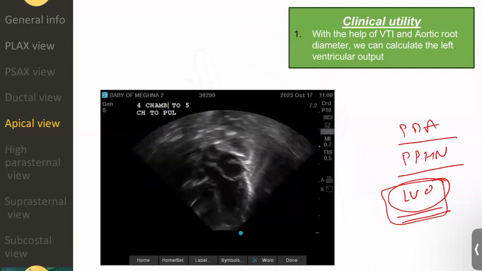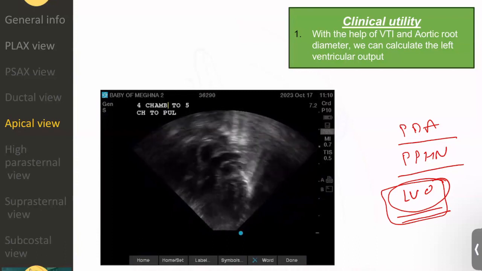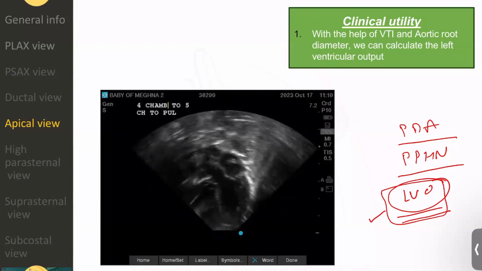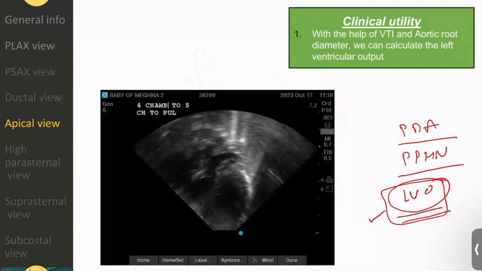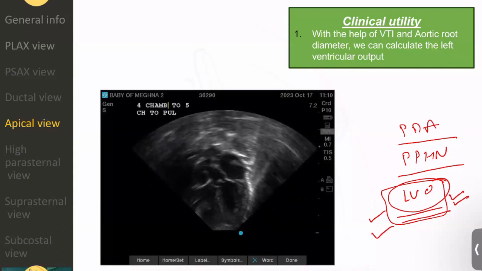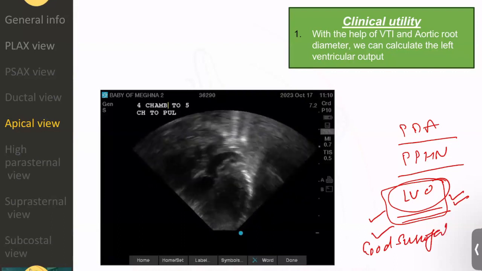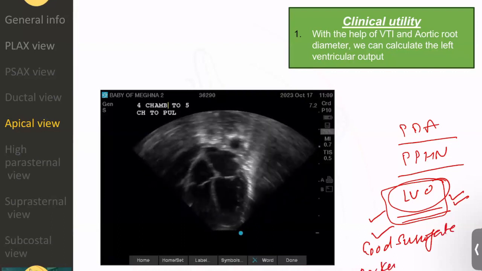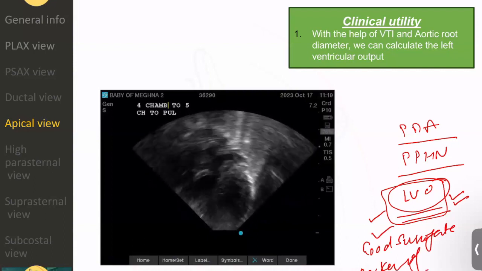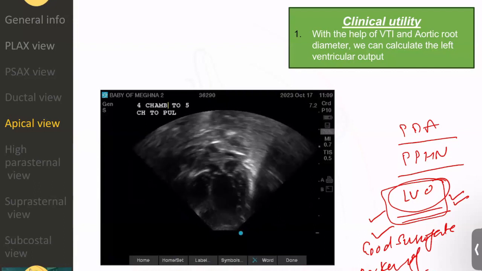Which shunts are there? One is the atrial shunt, which is the patent foramen ovale, and one is the PDA. We will discuss this, but remember, if you are dealing with a term baby, or a preterm baby after the second, third day of life, where there are no shunts, the LVO can be considered a good surrogate marker of systemic perfusion. Because at the end of the day our goal is to know whether the baby is in shock or not, and shock is when the baby is not getting sufficient oxygen.